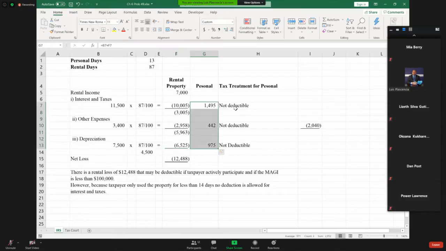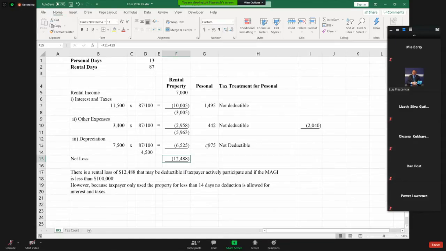Notice I have non-deductible for all of them. I'll explain why in a few minutes. But is everybody okay with me using the same ratio for all of them? Pretty straightforward. I have a net loss of 12,444. Can I deduct my loss?